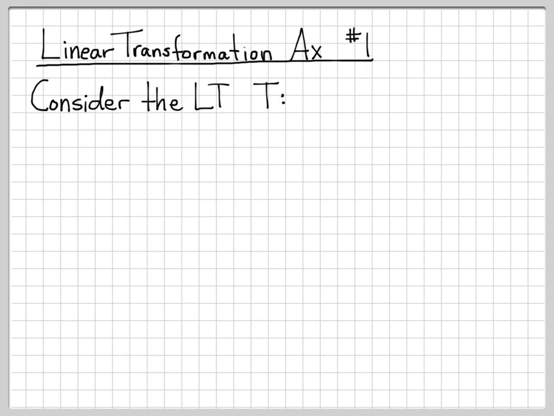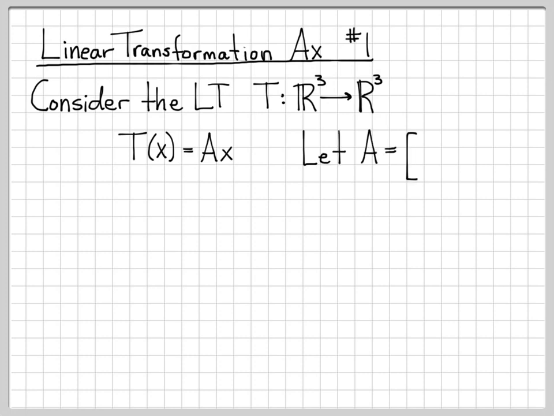So we're going to consider this linear transform, T. Just in terms of general notation, this transformation is going to take some vector in R3 and return a vector in R3. And specifically for this problem, the transformation is defined as Ax, where the matrix A is this 3 by 3 matrix: 1, 0, 3, 4, 5, negative 1, and 0, 0, 2.